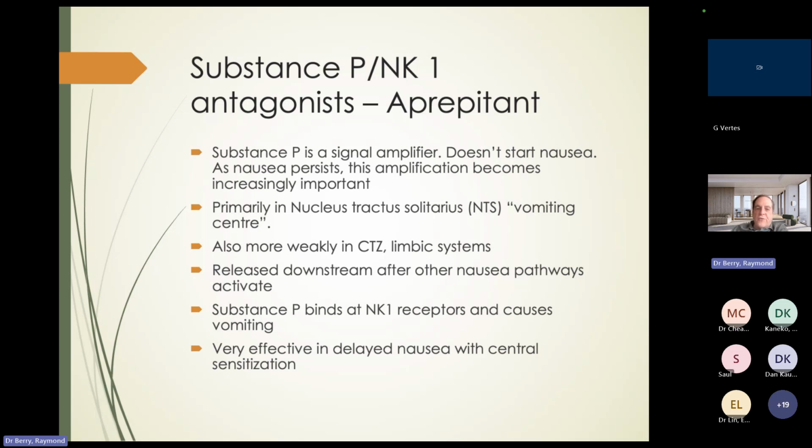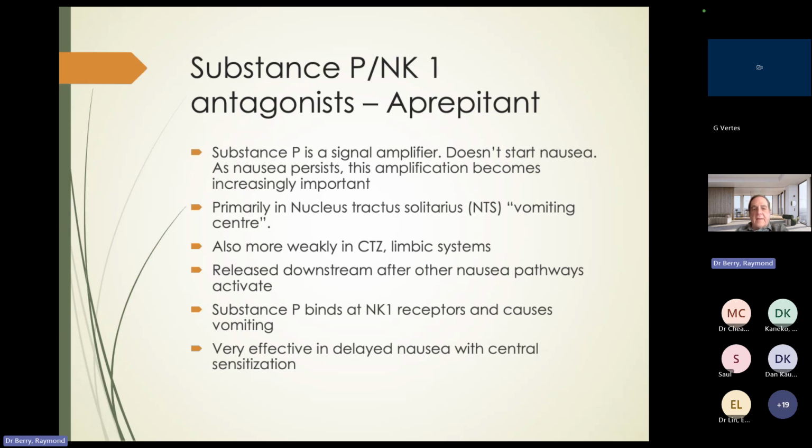There's a lot of interest in the neurokinin antagonists. Aprepitant is the main one that you'll see orally. There is an IV version as well. Where this works, as I just showed you, is in the NTS, right in the vomiting center. In there is substance P, which is released. Substance P doesn't start nausea. As nausea persists, the amplification becomes important. So it's a signal amplifier. It amplifies all of the signals that come into the NTS.